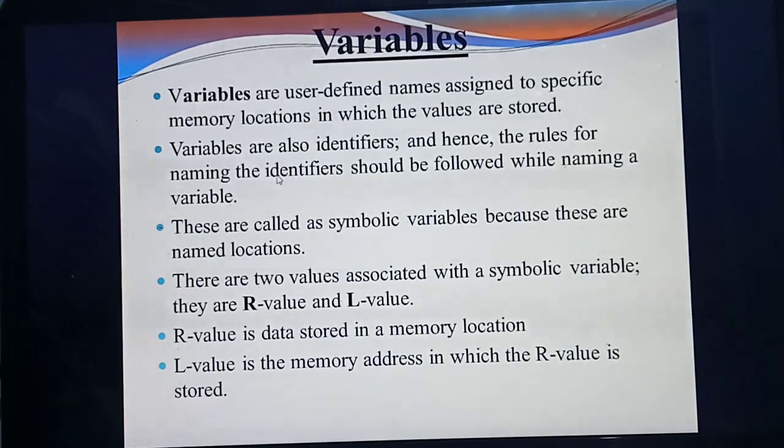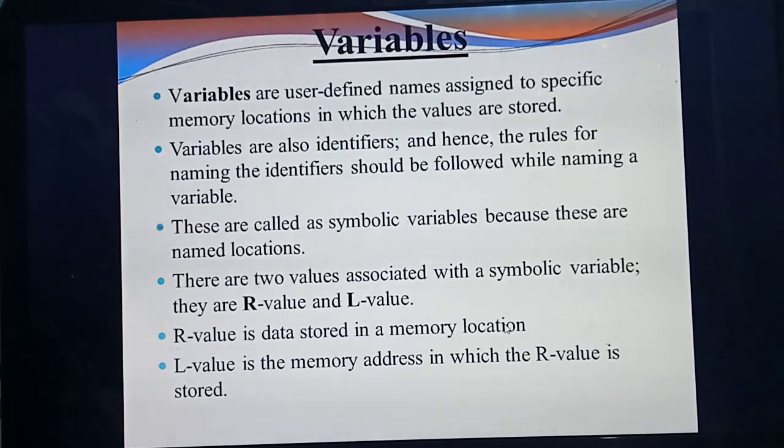Understood? R value means the data stored in memory location. For example, A equal to 5. What's the data? 5 is the R value, meaning the data stored in the memory location. What's the variable there? A. So the A is represented by R value.